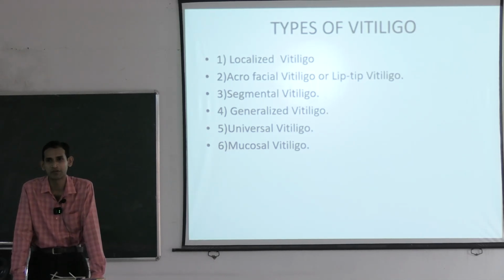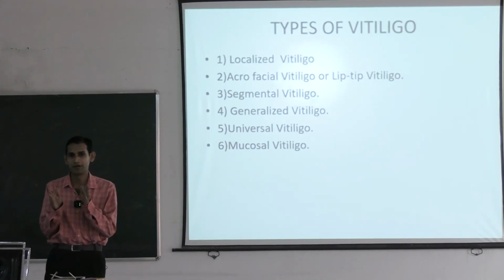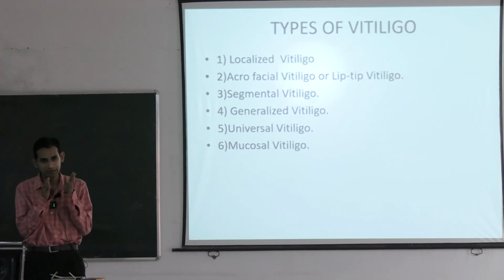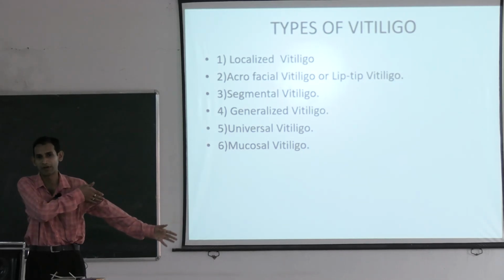Nearly 20% of childhood vitiligo cases are segmental vitiligo, whereas only 5% of adult vitiligo cases are segmental. So segmental vitiligo is most commonly found in children. Near about 20 to 25% of childhood cases are segmental vitiligo. It usually follows a particular dermatome.